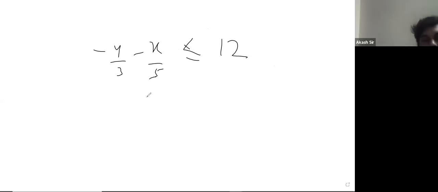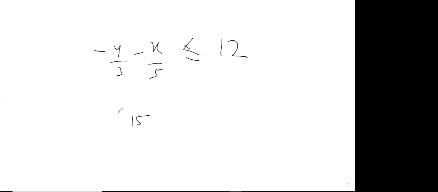Let's take me through the steps. So what is the first step? First, I took LCM, sir, and then I got minus 20 minus 3x, the whole by 15, and then 12, correct. Minus 20 minus 3x, inequality sign, 12 into 15.